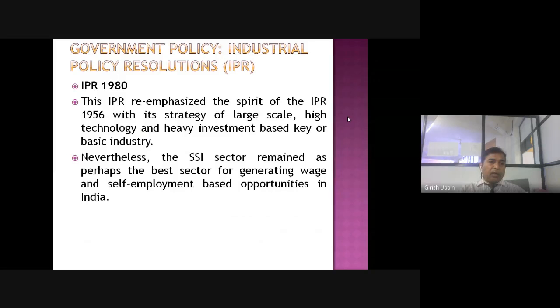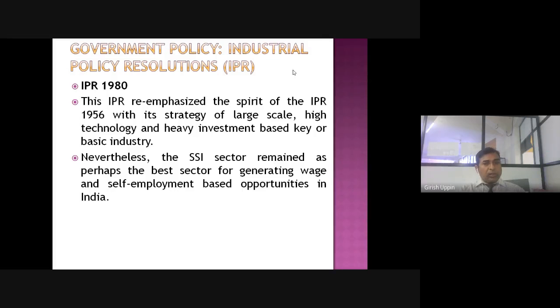Next is the IPR 1980. This IPR re-emphasized the spirit of the IPR 1956 with the strategy of large scale. So it emphasized 1956, it focused on development. So the 1980 IPR focused on the large scale, high technology, and heavy investment. Basically, it focused more on the large scale industries, because the 1977 IPR provided a lot of provision for the promotion of small scale industries in rural and semi-urban areas. The 1980 IPR gave more focus to the large scale industries.